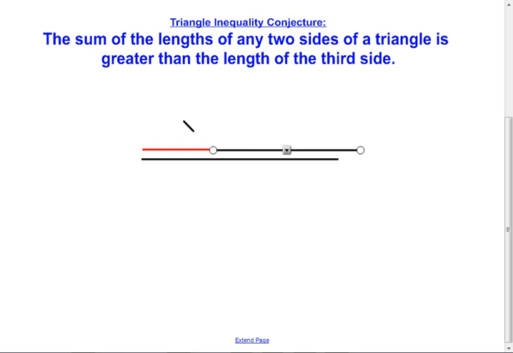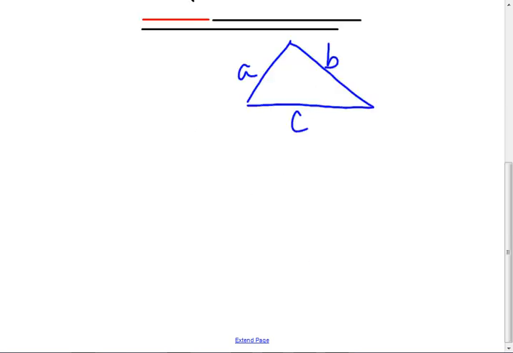So if I have a triangle, if I want to get a triangle with sides A, B, and C, then the sum of any 2 of the sides has to be bigger than the third. So if I lay A and B down, they've got to be bigger than C. A plus B must be bigger than C. But that's not the only possibility.